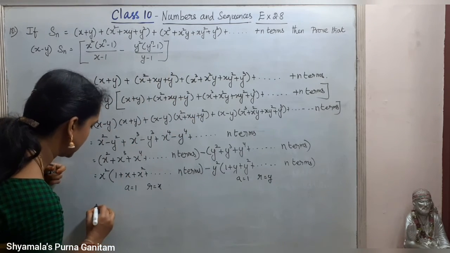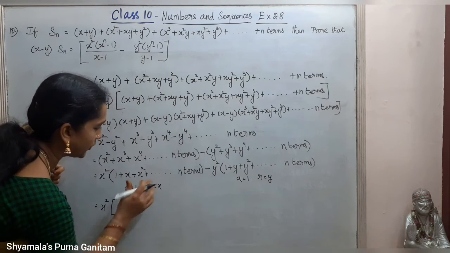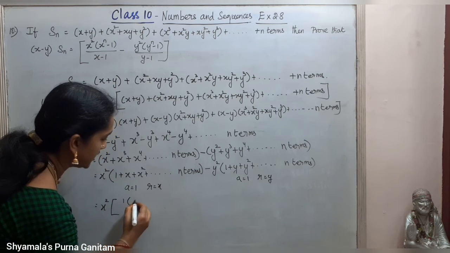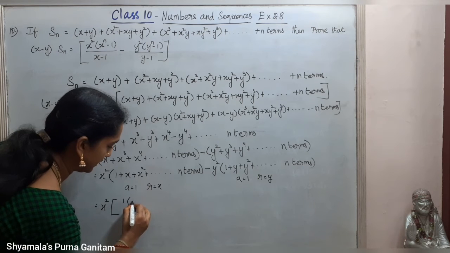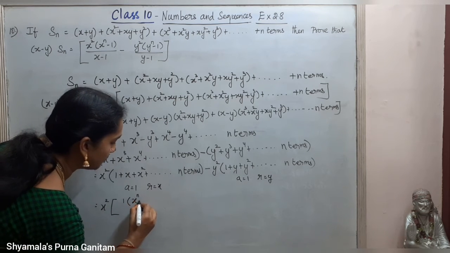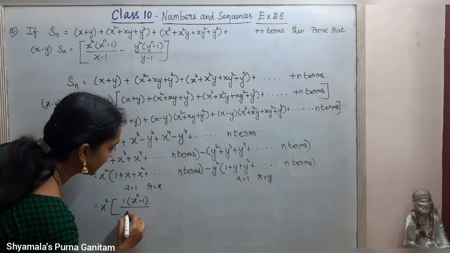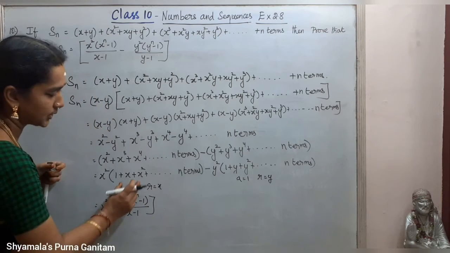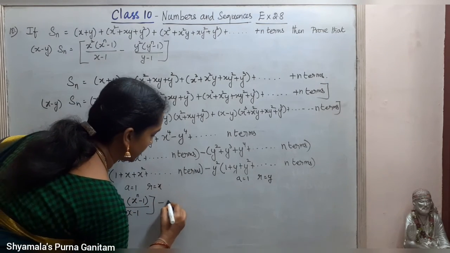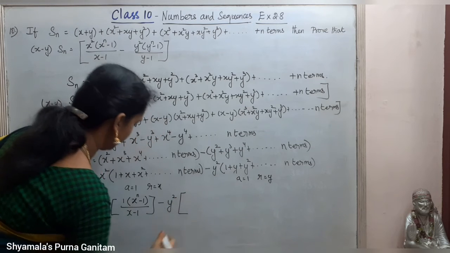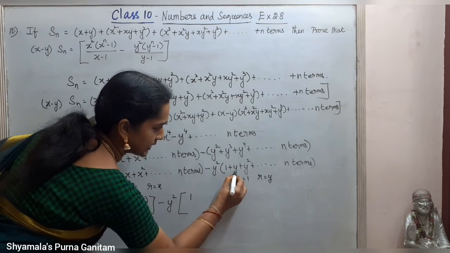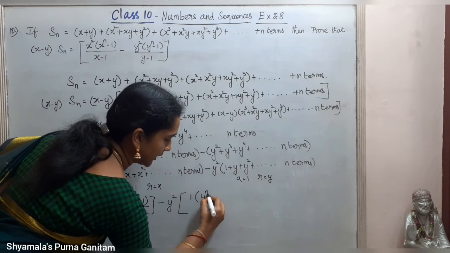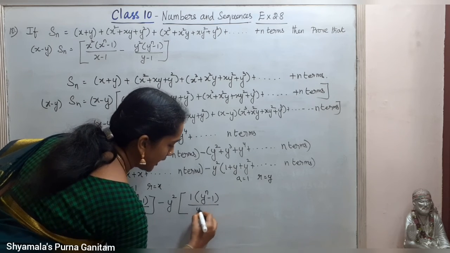So the formula is, this x squared will be as it is. For this term alone, we will be using that formula: A into (R power n minus 1) by (R minus 1). So this is the GP formula. Then minus y squared into, A is 1, A into (R power n minus 1) by (R minus 1), R is y, so y power n minus 1 by y minus 1.